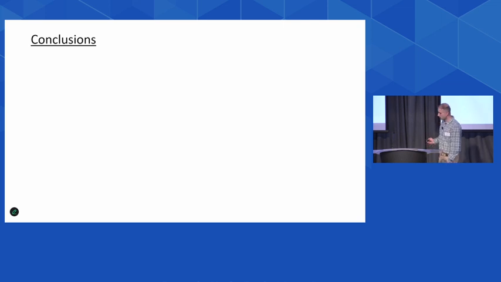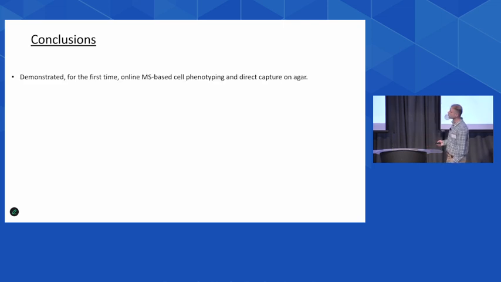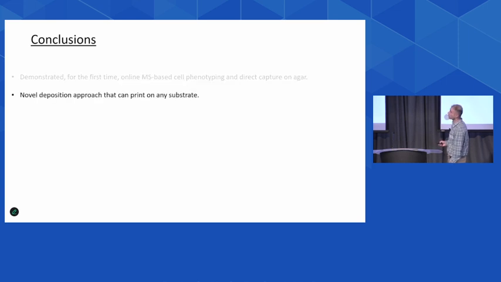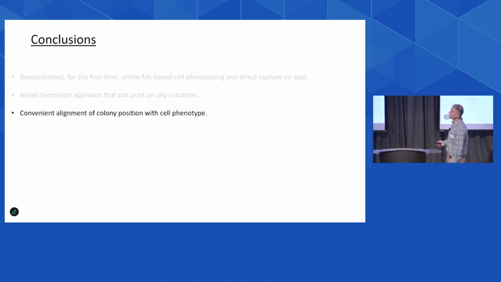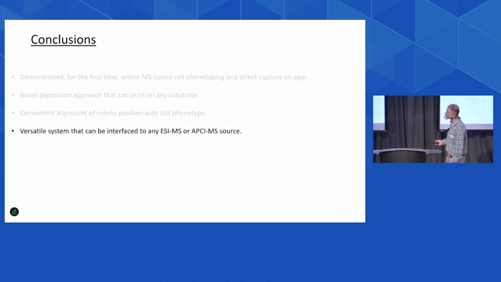I'm wrapping it up. At this point, I'd like to say that we demonstrated for the first time online MS-based cell phenotyping and direct capture in agar. To the best of our knowledge, there's not a single technique on that. We demonstrated a novel deposition approach that can print onto any substrate regardless of the material of the substrate. We can achieve convenient alignment of colony position with cell phenotype, and that means that the colonies can be easily picked up to get forwarded for gene sequencing at a later step, a step that is required in directed evolution.